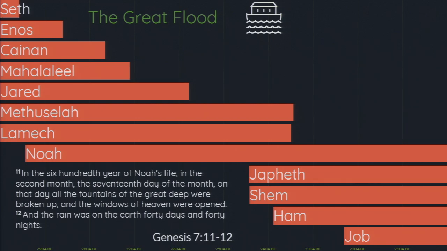"And the rain was on the earth 40 days and 40 nights." And so after decades of building the ark, the flood waters began to both rise from the deep and then fall from the sky. You're surrounded.